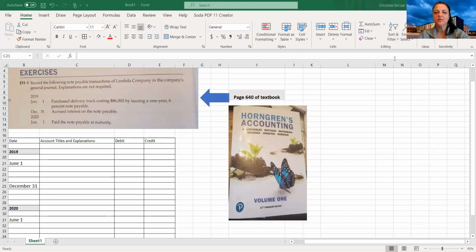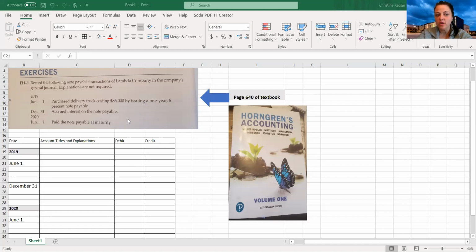I'm going to be working through exercise E11-1 with you today, straight out of your textbook. We're going to be looking at a truck purchase for Lambda Company that was purchased on a note payable with a maturity of 1 year and the related transactions. So I set this up in Excel for us to make it a little bit easier. Here is a screenshot of the question out of your textbook.